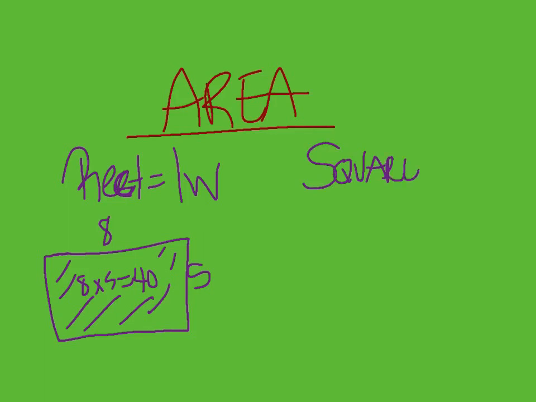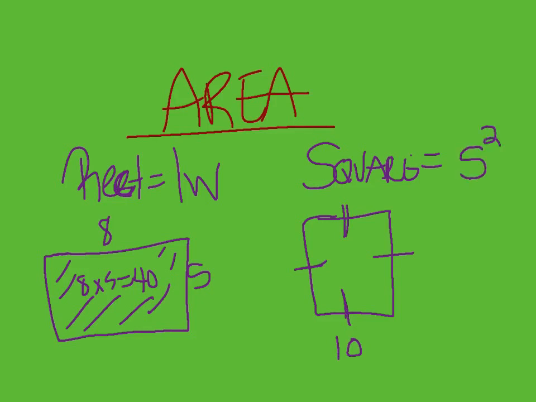The only difference is that in a square, since all sides are equal all the way around, they're only going to give you one value. So let's say that they give you a 10 here. You need to know that these tick marks mean they're equal all the way around, and so length times width is the same. And so they will use the formula s squared, because 10 times 10, length times width, is just squaring itself, and that's 100.